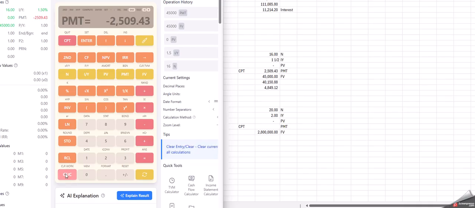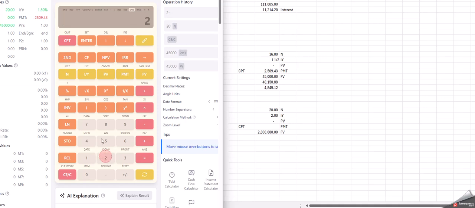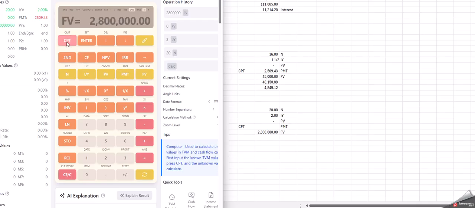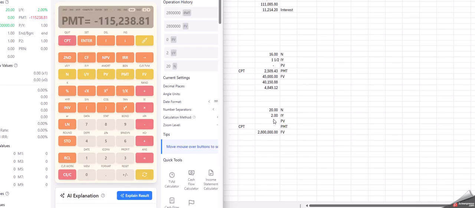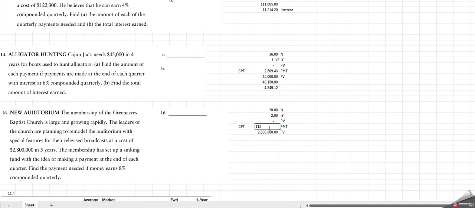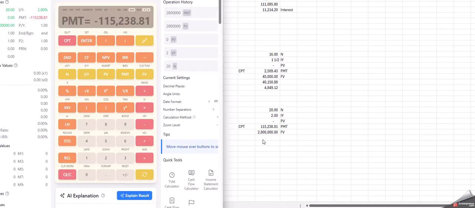So again, coming back to our calculator, 20 is our N, 2 is the IY, no present value, so we'll zero that out. 2,800,000 is our future value, and then we want to compute the payment. So 115,238.81. So that would be the payment needed at the end of every quarter. That seems like also not enough. Let me go back there. Let's see.